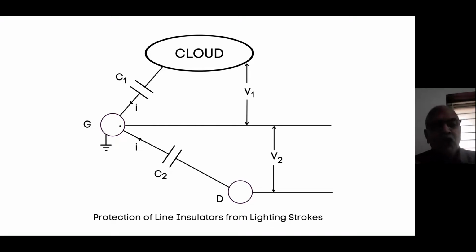That means the voltage between cloud and ground wire is large. And the ground wire is grounded, so that voltage is going to ground. And V2 is small. That is, the voltage stress across the line insulator is small. So this is how, by using a ground wire, I am protecting the line insulator. I am making V2 small.